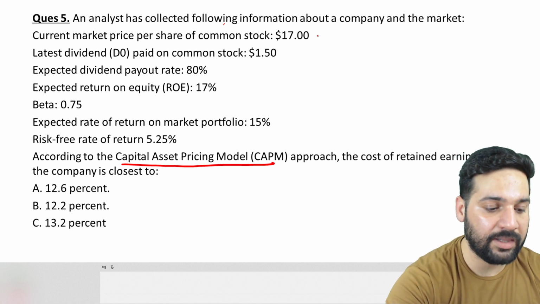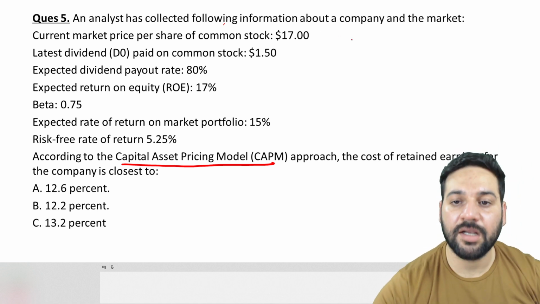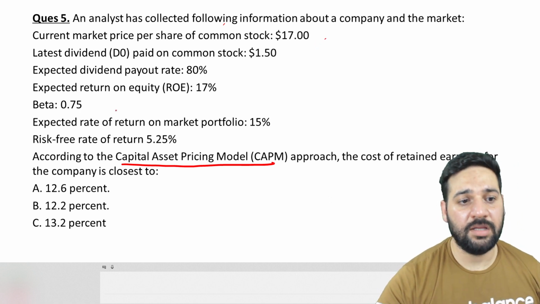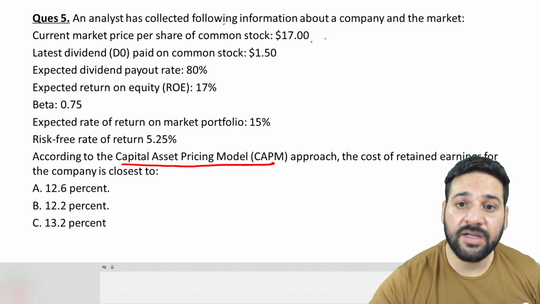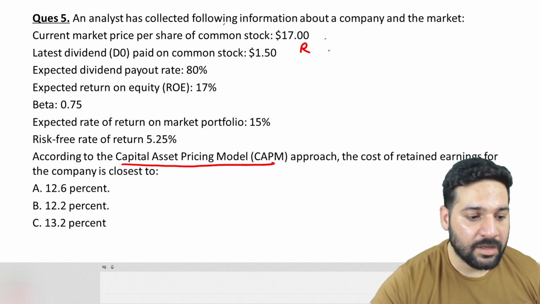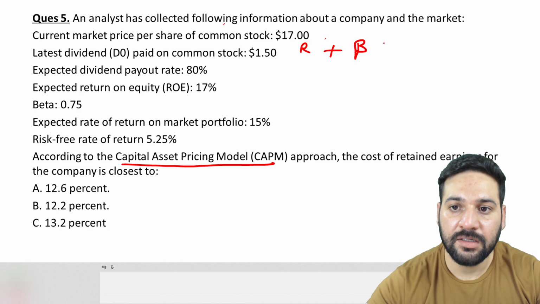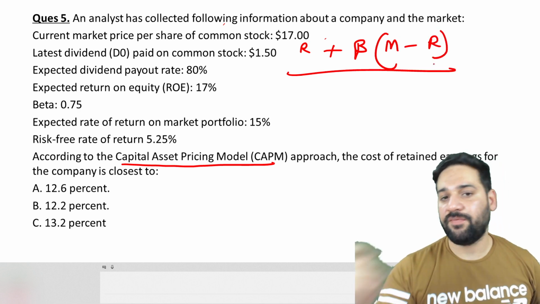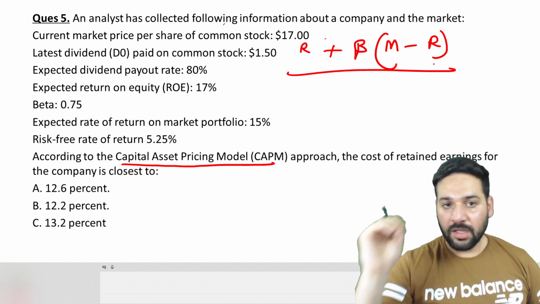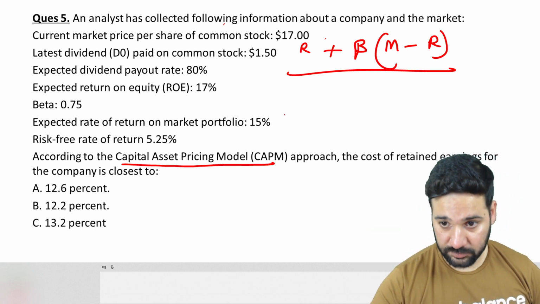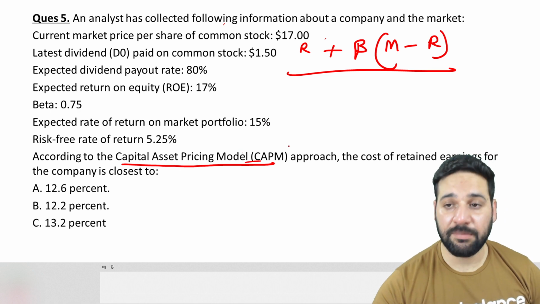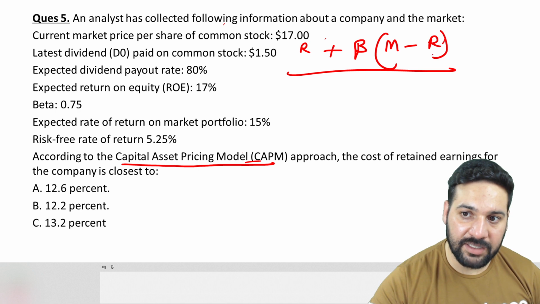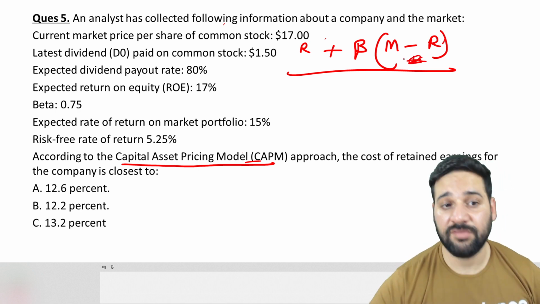If you recall, the simple method is: the cost of equity is the risk-free return plus beta times the market return minus the risk-free return. This is the simple formula to calculate the cost of retained earnings or equity using the CAPM method. If the country risk is given, you need to add the country risk right there.